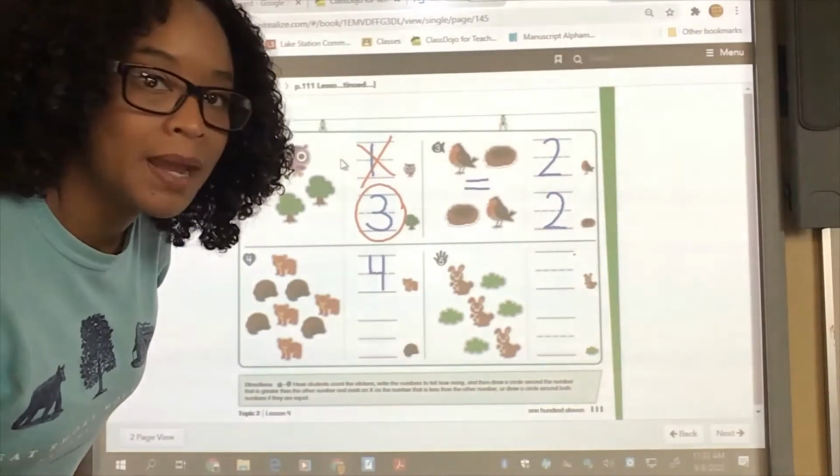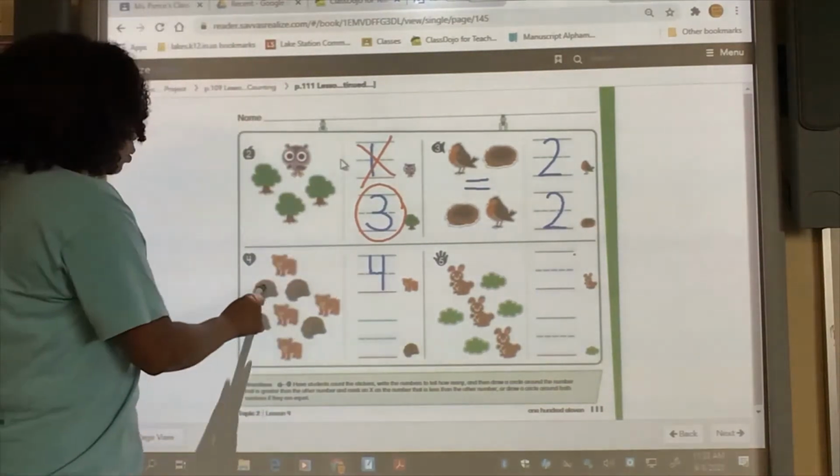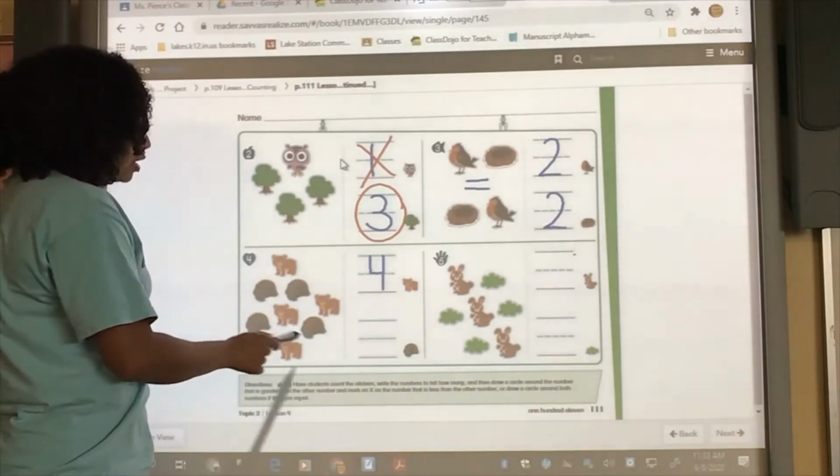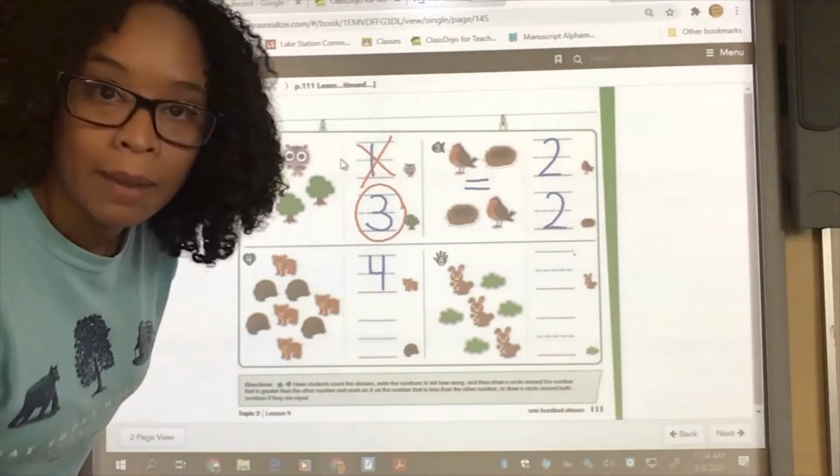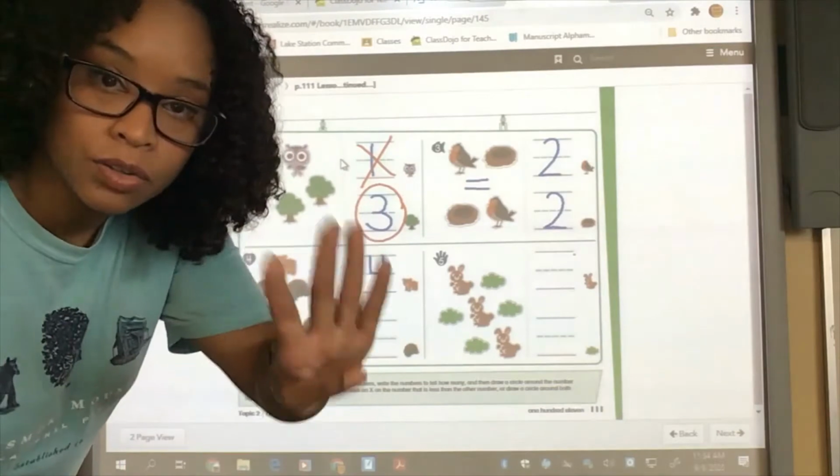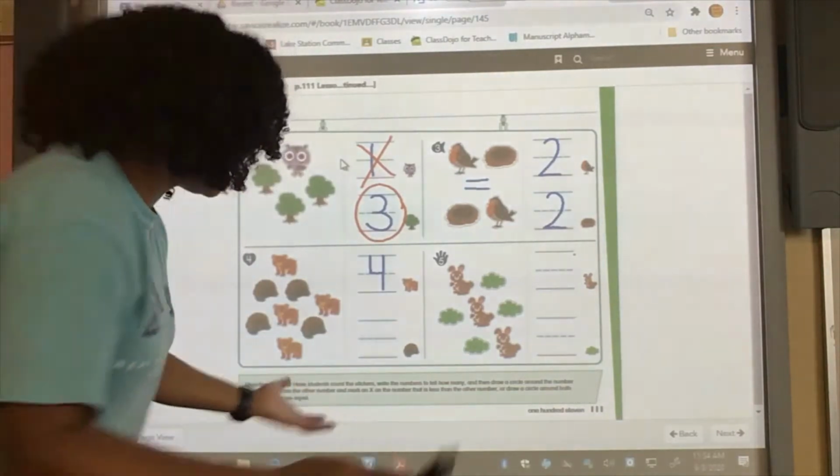Now let's count our bears' dens. 1, 2, 3, 4. How many bear dens? There are 4. So what number am I going to write? The number 4.